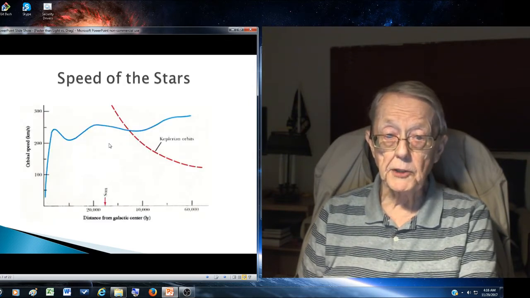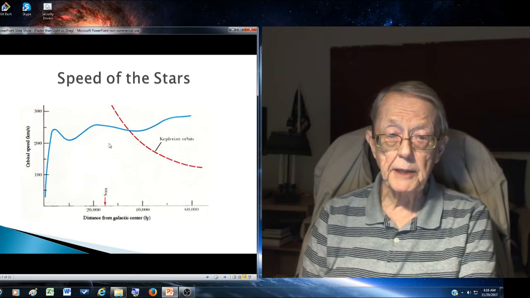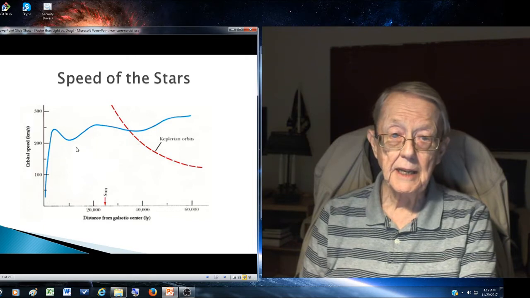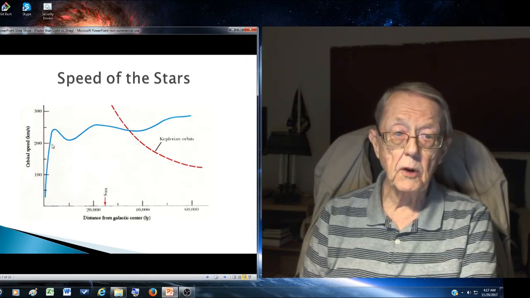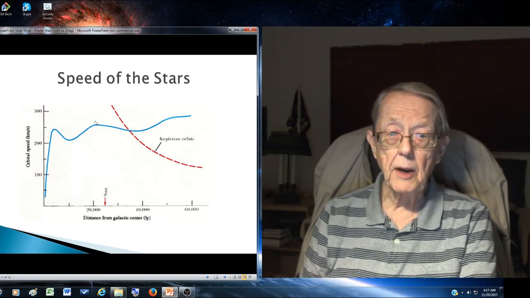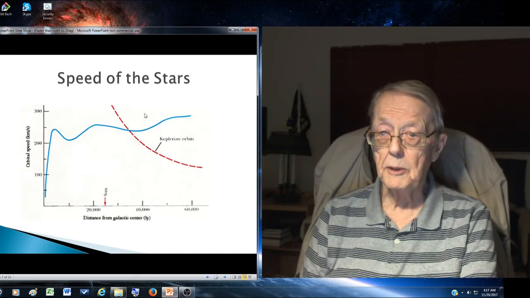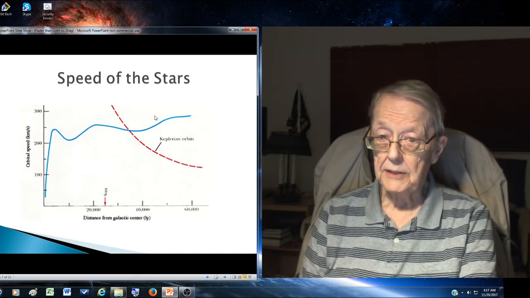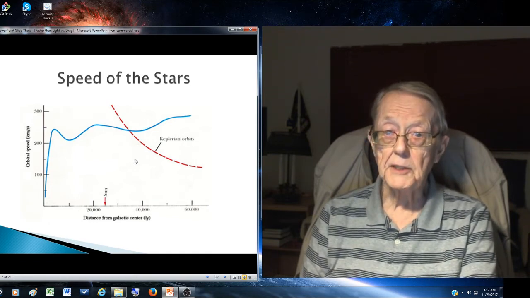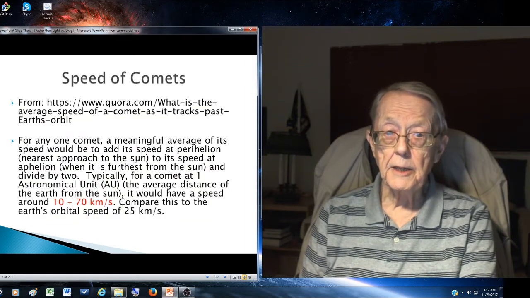I presented this graph in my last presentation, and it shows the speed of the stars in our galaxy. And they go slow right near the core, but it gets up to around 240, almost 300 kilometers per second. The stars going that fast. And the speed of the comets.